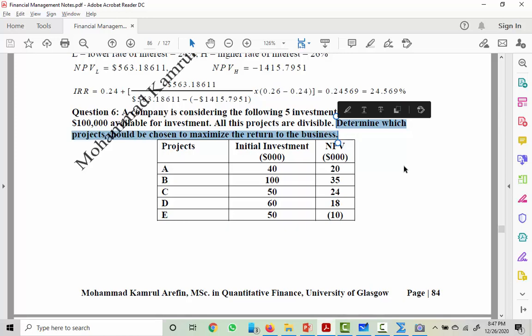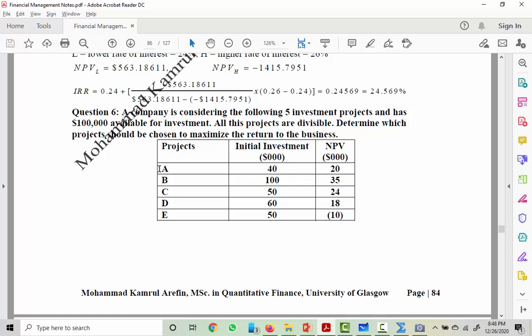So that means we have 5 projects in hand. Which projects should we allocate to? We have only $100,000 in our hand. So we need to find out which projects we should invest in first, that means which projects should get our capital first.